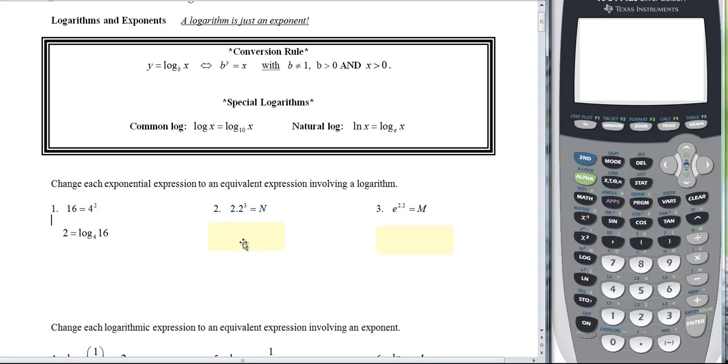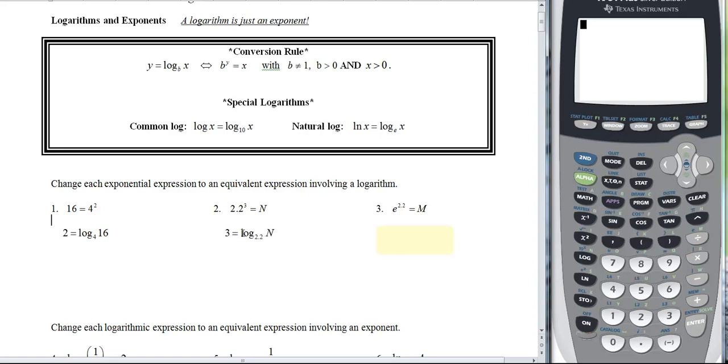So you try this one. Know who your exponent is, know who your base is, and then finish it up. So you should have 3 equals log n base 2.2.